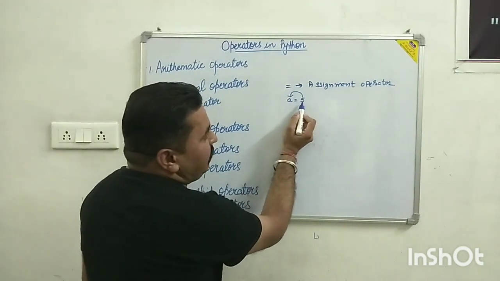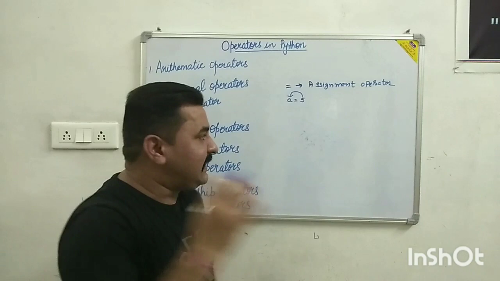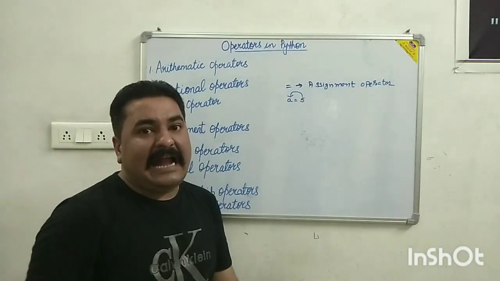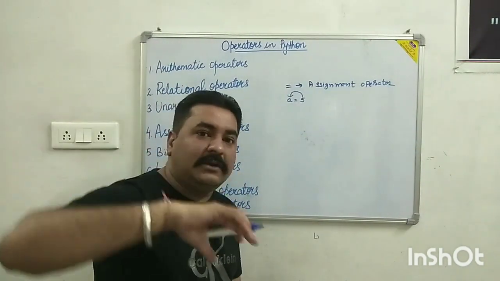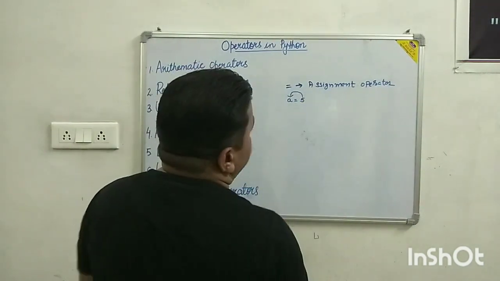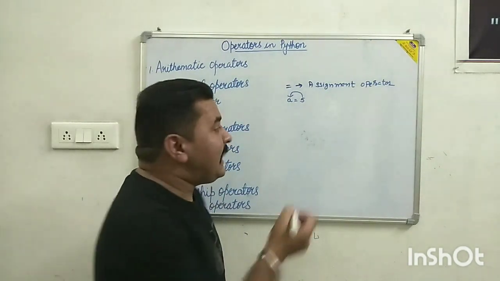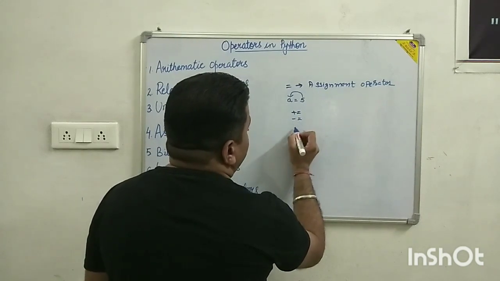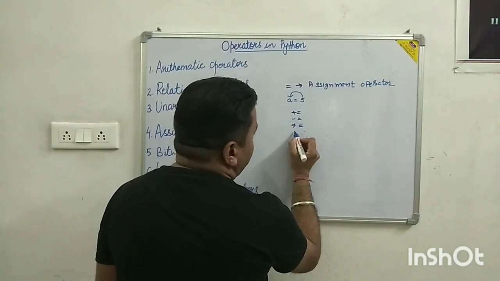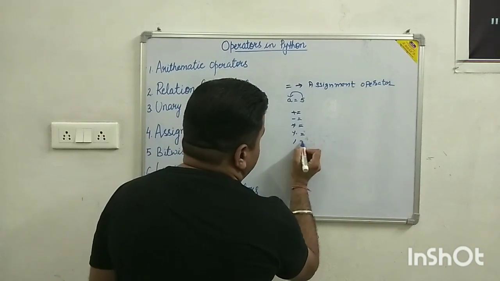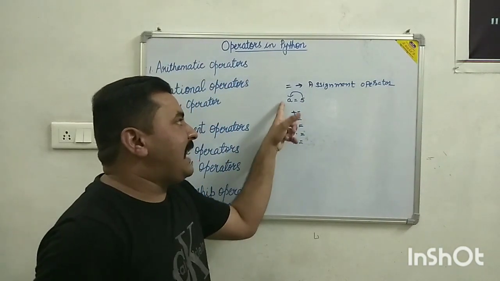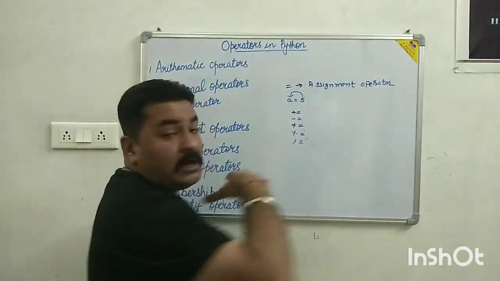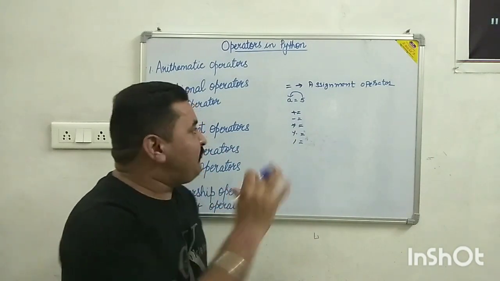If we are writing A is equal to 5, or instead of A we are using B, C, any variable, whatever the value in front of that variable, that value is assigned to that particular variable. In assignment operators we have some shortcut operators also, like plus equal to, minus equal to, multiplication equal to, modulus equal to, division equal to. All these are the shortcuts that we use in assignment operators, and we can update the value in front of any variable.